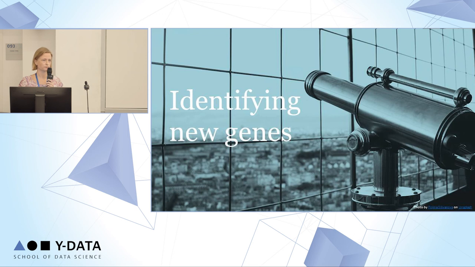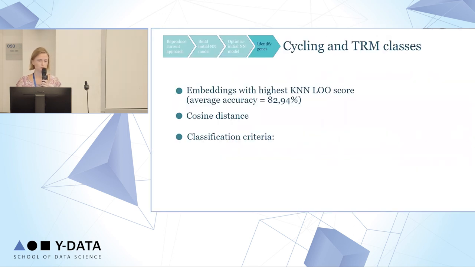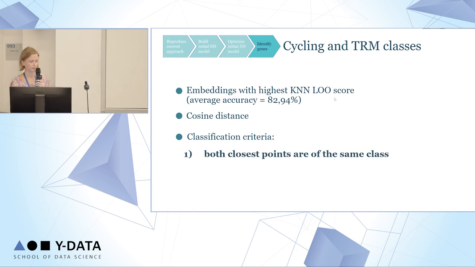We had to search for genes that co-express with our markers. We were asked to search for these genes only in cycling and TRM classes. We chose the best embeddings in terms of our KNN leave-one-out score, and we had two conditions. We classify a gene to some particular class only in case both closest points are of this class, and we must have the gene in the intersection of at least four data sets. It means that if some gene is classified differently in different data sets, we exclude it from the analysis. So we analyze only genes that are classified the same way in all data sets.